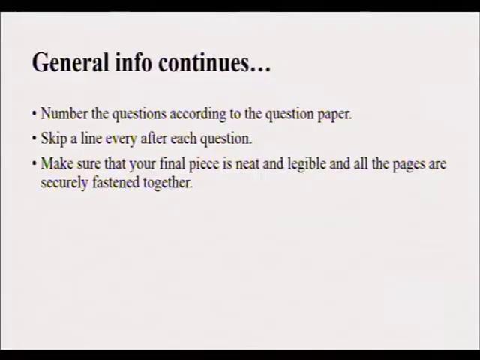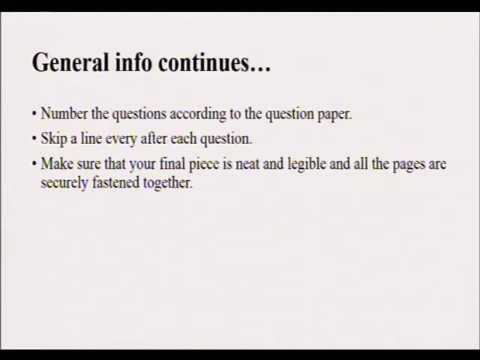Number your questions according to the question paper. If the question paper has question 1, 1.1, 1.2, Roman 1, and so on, do as it is in the question paper. And skip a line after each question. Don't just write on, because I don't know whether this is the end of question 1 or the beginning of question 2. So skip a line, or you can even underline after every question, so that I can see that this is your final answer, and you are continuing with another question.